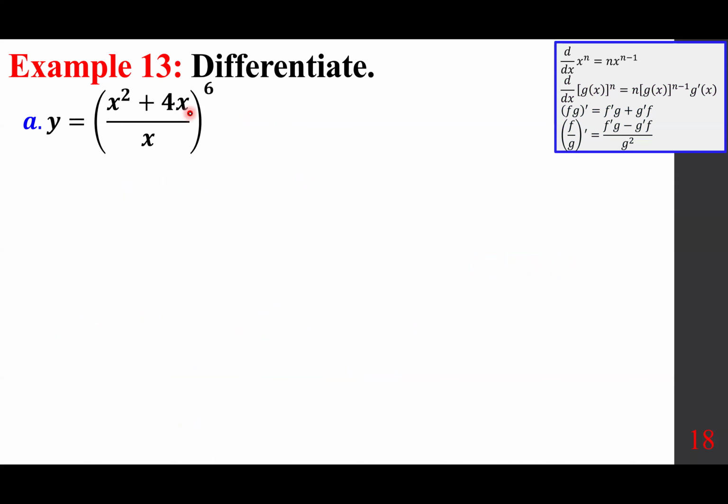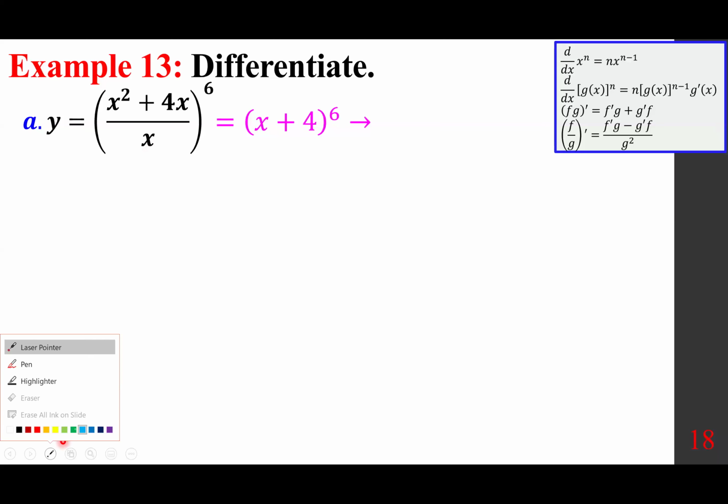The easiest way, anytime you have a fractional format: can I simplify it? And the answer is yes. This gives you x, this gives you 4. In other words, make up 2 fractions, this one and this one.